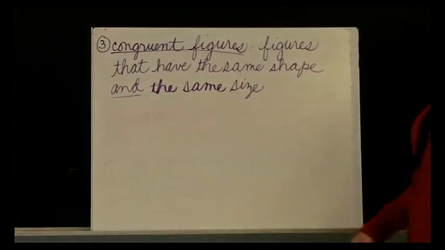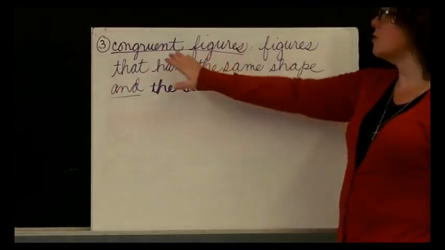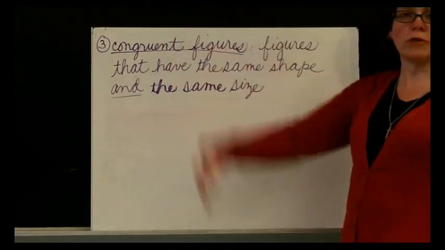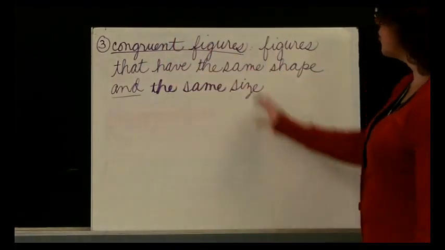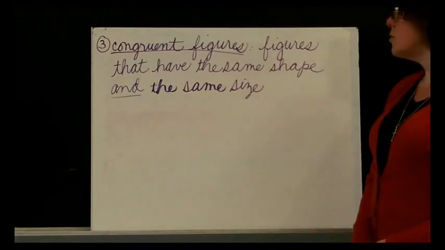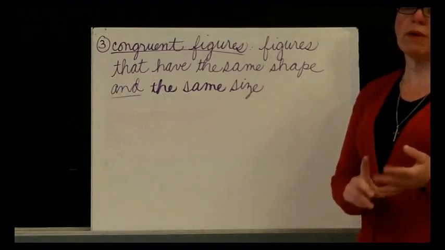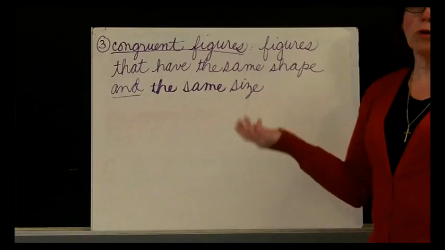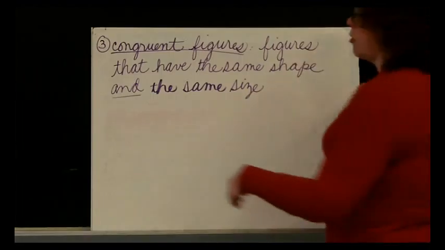And our third vocabulary term, congruent figures. Congruent is a word you've been hearing since you were probably a 2nd grader for sure. Congruent figures are figures that have the same exact shape and the same exact size. And we're going to be using these terms while we work through our examples.